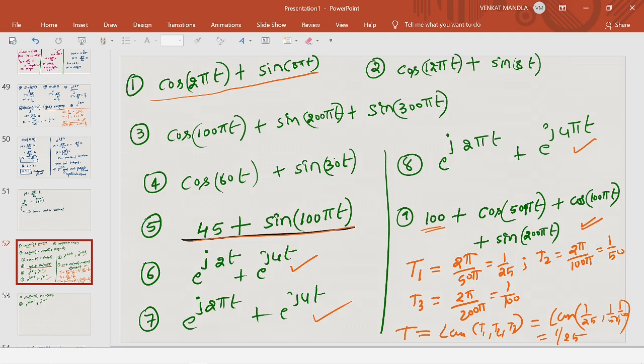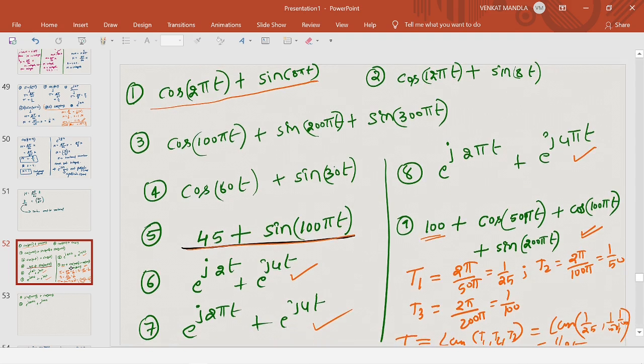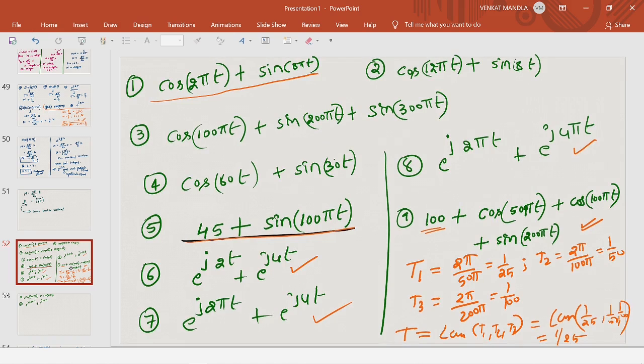So why did I give these kinds of problems here? Because I want to give some inferences.